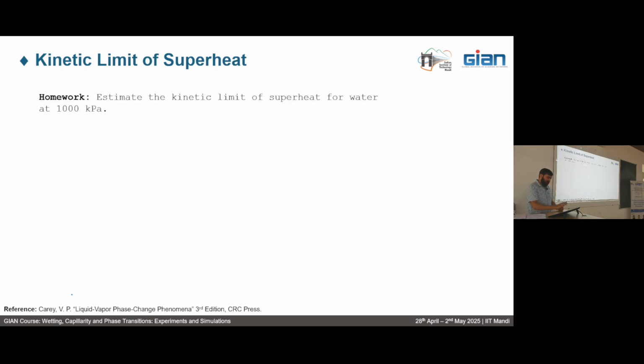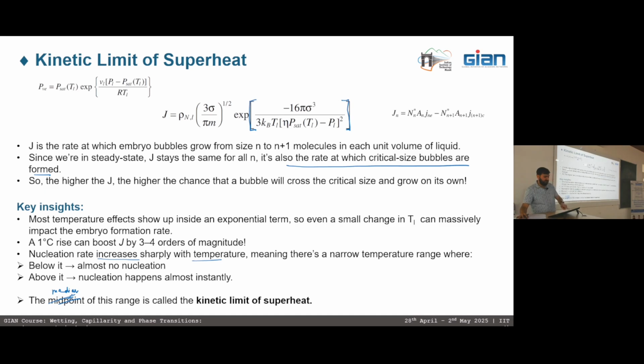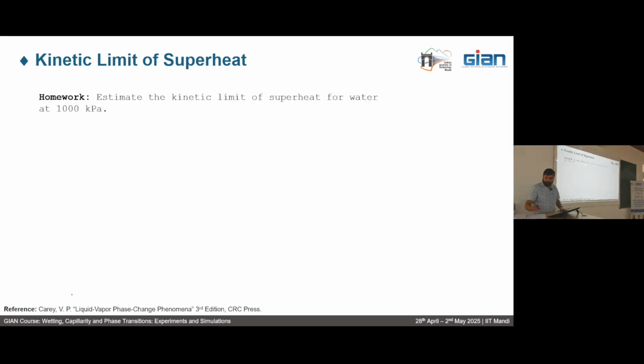Okay, so this is a very small homework for you. What you can do is estimate the kinetic limit of superheat for water at 1000 kPa and see what it comes out to be. Of course, you have to use the same relation for J. Very simple, but you have to look up the saturation table or the steam tables, and then you have to see how it comes out to be.